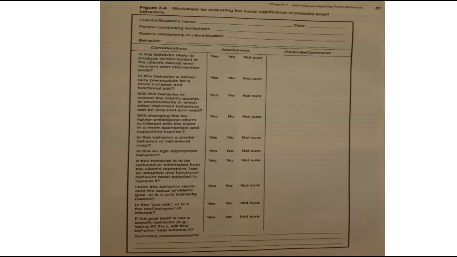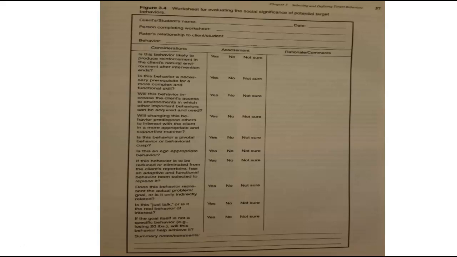If this behavior is to be reduced or eliminated from the client's repertoire, has an adaptive and functional behavior been selected to replace it? This is also very important. If you are going to reduce a behavior, have you determined what is the best replacement behavior to teach this client for him to be able to reduce the other behavior that you need to target? Does this behavior present the actual problem, goal, or is it only indirectly related? So this is also important.